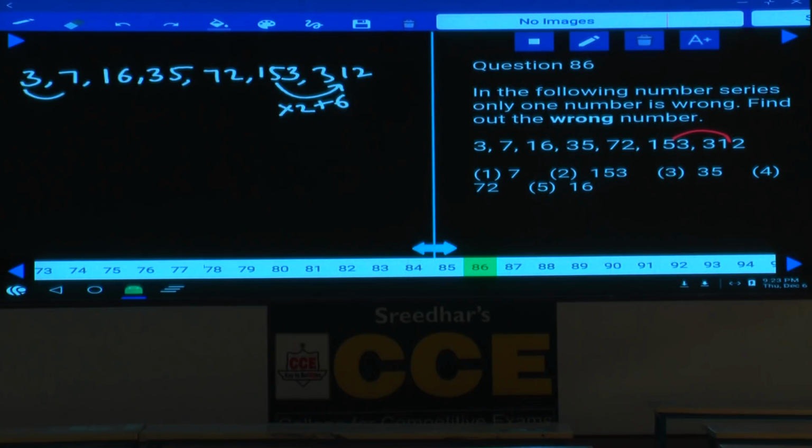Then if you check 3 and 7: 3 into 2 is 6 plus 1 is 7. 7 and 16: 7 into 2, 14 plus 2, 16. Now each of these numbers is multiplied by 2, and 1, 2, 3, 4, 5, 6 are added. 16 into 2 is 32 plus 3 is 35. 35 into 2 is 70 plus 4, 74. 74 into 2, 148 plus 5 is 153. Then what is the wrong number here? 72 is the wrong number and the correct number is 74. Each of these numbers is multiplied by 2 and 1, 2, 3, 4, 5, 6 are added.